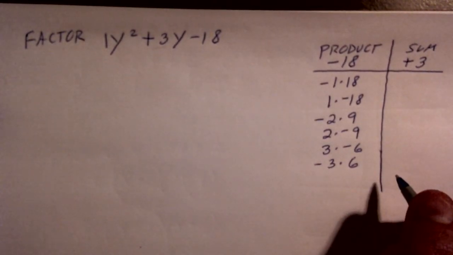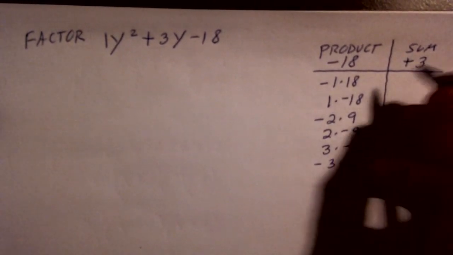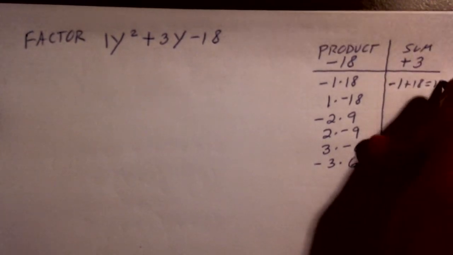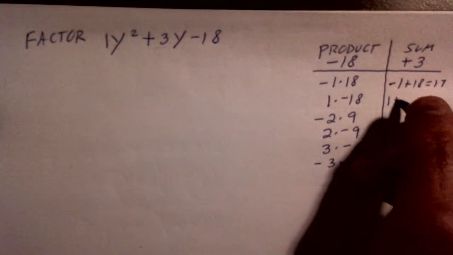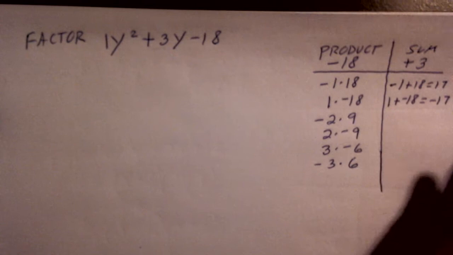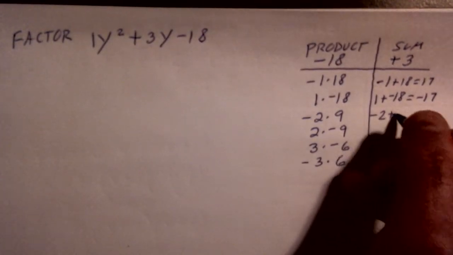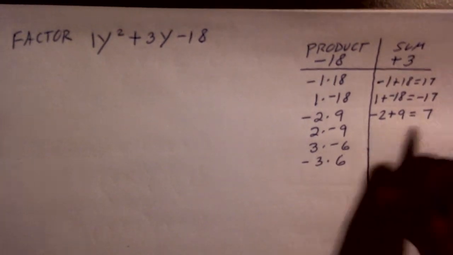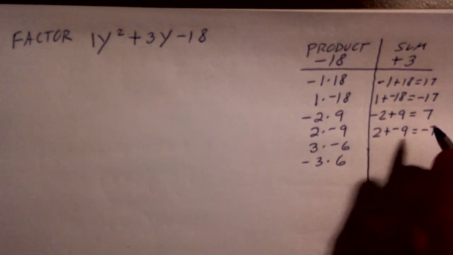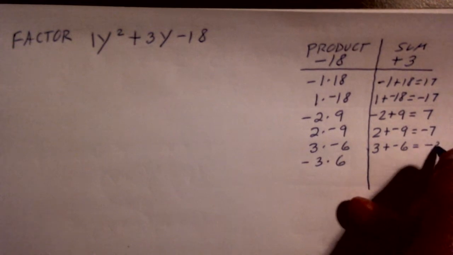And there you go. Now in this list, we're searching for a couple of factors that sum up to positive 3, the middle coefficient. Well, it's certainly not negative 1 and 18 because these add up to 17. It's not 1 and negative 18 because positive 1 and negative 18 add up to negative 17. Negative 2 plus 9 add up to 7. Those don't work. 2 plus a negative 9, they sum up to negative 7. Those don't work. 3 plus a negative 6 add up to a negative 3.